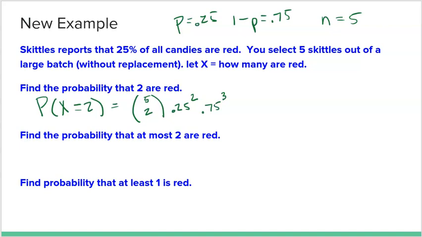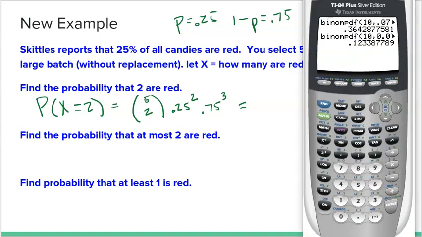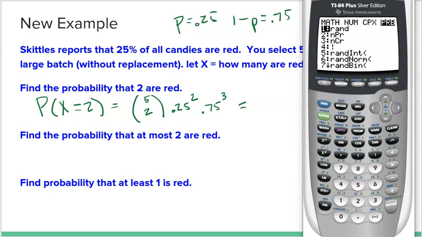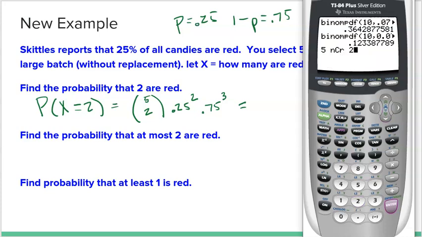If there are 2 reds, then there must be 3 that are not red out of my 5. Now, the very long way is to do this front part by hand, using those exclamation points. Wouldn't recommend that. A slightly faster way is to go to your calculator and choose 5, slide over to probability, select nCr and then 2. That tells you there's 10 different ways it can happen.